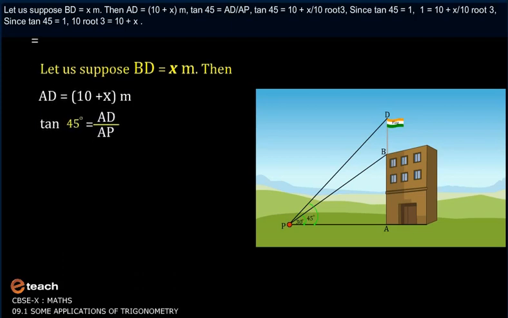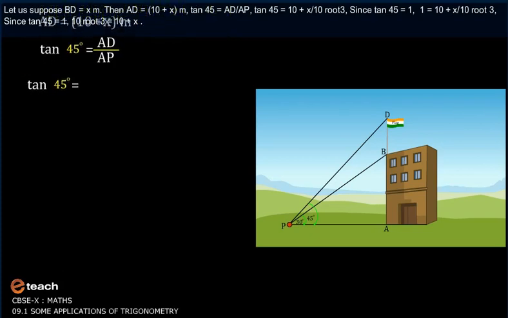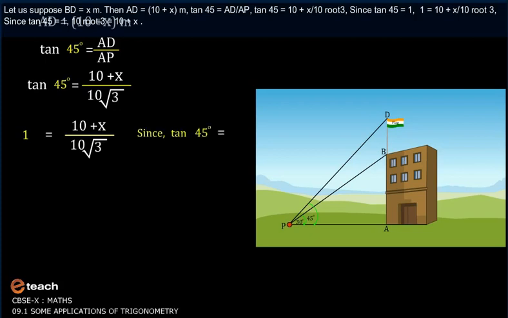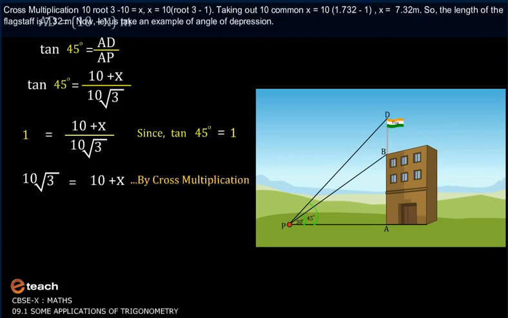Tan 45 is equal to AD upon AP. Tan 45 is equal to 10 plus x upon 10 root 3. Since tan 45 is equal to 1, so 1 is equal to 10 plus x upon 10 root 3. So 10 root 3 is equal to 10 plus x. Here, cross multiplication. So 10 root 3 minus 10 is equal to x.